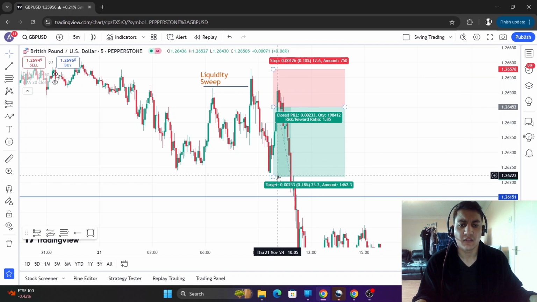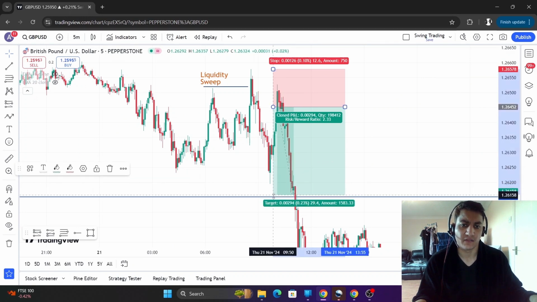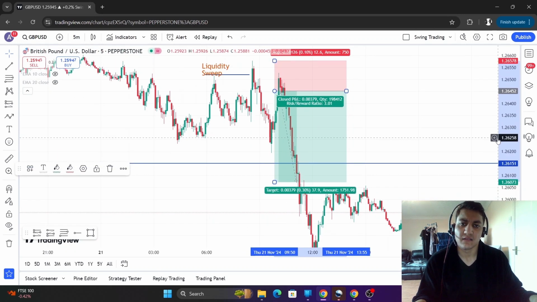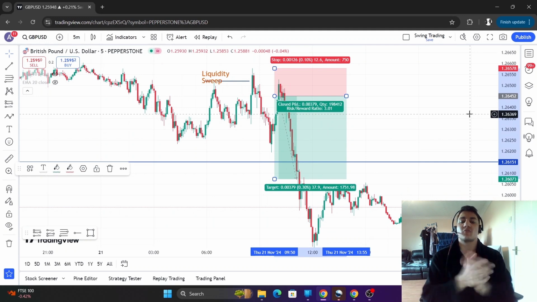So for take profit, we're going to target at least 2-to-1, or in this case, a nice, easy 2.3 risk to reward ratio. I know you get your 3-to-1 like that, but at most you're going to be targeting a 3-to-1. Nice and easy. And this is how you actually trade with liquidity.